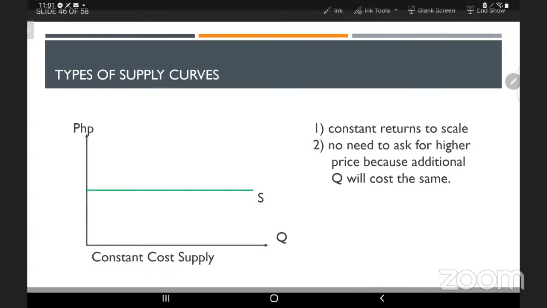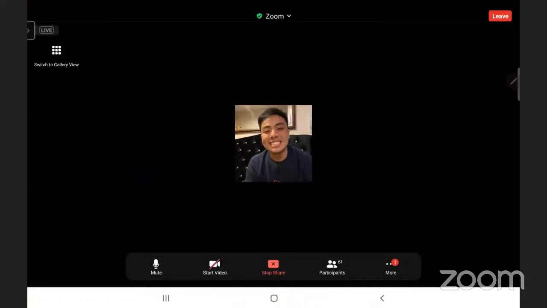Titingnan ko rin sa chat box baka merong ibang questions ngayon. So I can settle that before I let you go. Okay, fixed price. It's just an answer.